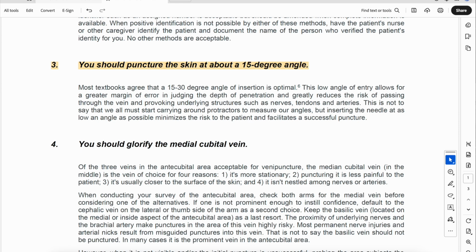Think of it this way. You are not trying to spear the vein, you are trying to thread into it. A shallow angle allows the needle to enter the vein and travel within the lumen rather than punching through both walls. While you don't need to carry a protractor, developing a consistent low-angle approach will dramatically improve your success rate and reduce patient discomfort.